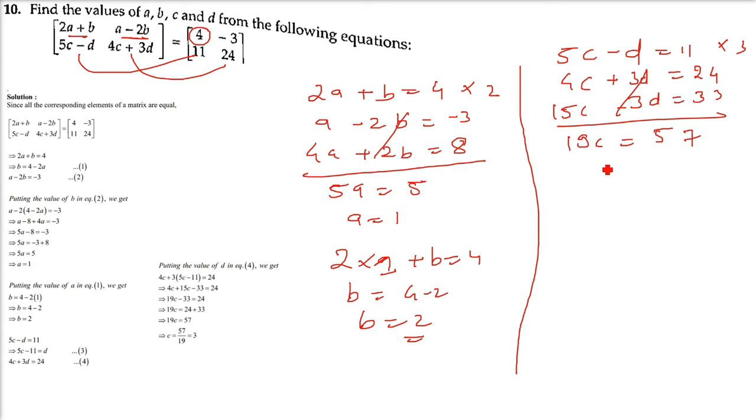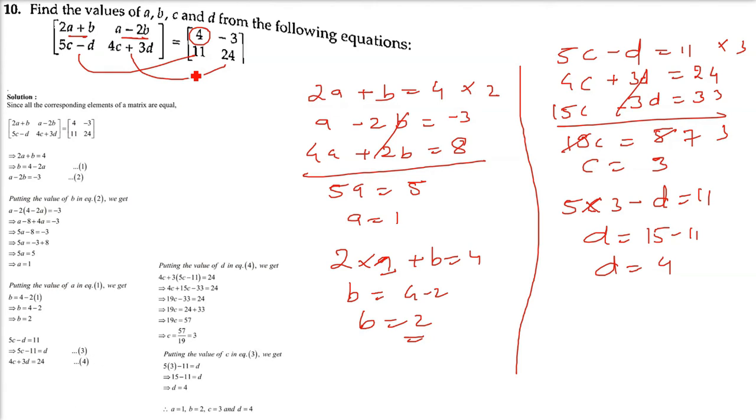So what do you get? 19c equals 57, c equals 3. 57 by 19 is nothing but 3. Now put this in any of the equations. So I am writing 5 into 3 minus d equals 11. 15 minus d is 11. D will be equal to 4. These are all the values.